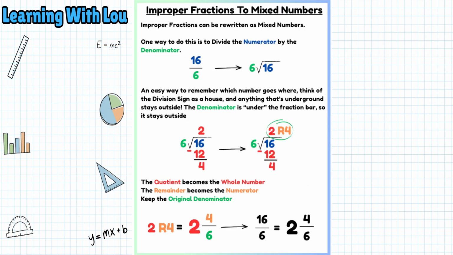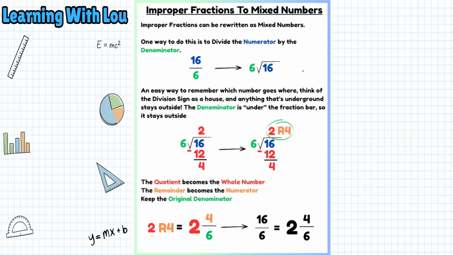So when you're going to rewrite an improper fraction as a mixed number, there's actually 2 different ways you can do this. And the first way is to do division. So you could take your numerator and divide it by your denominator. So you can see here we have 16 over 6. We're turning that into 16 divided by 6.